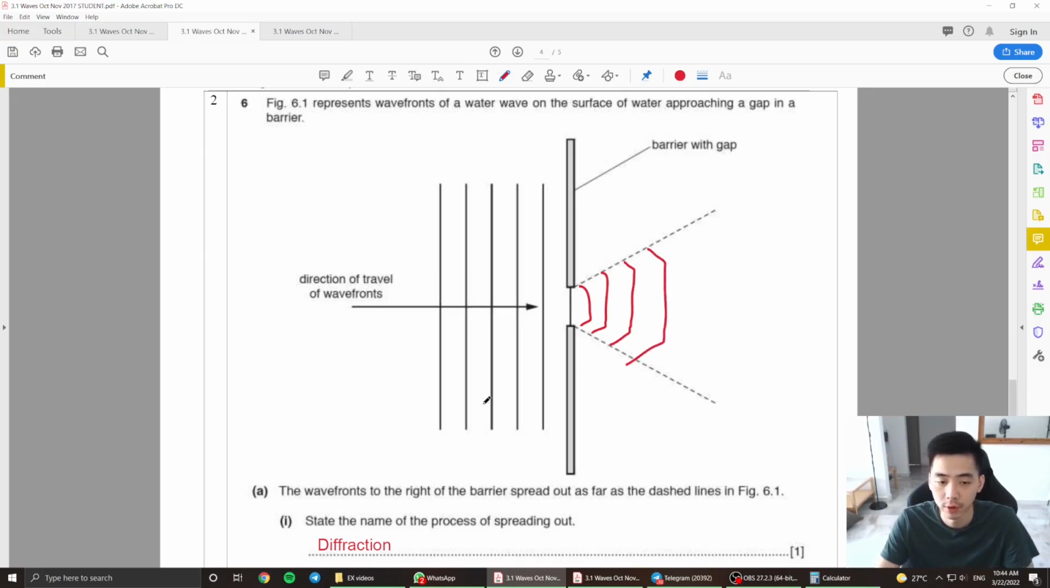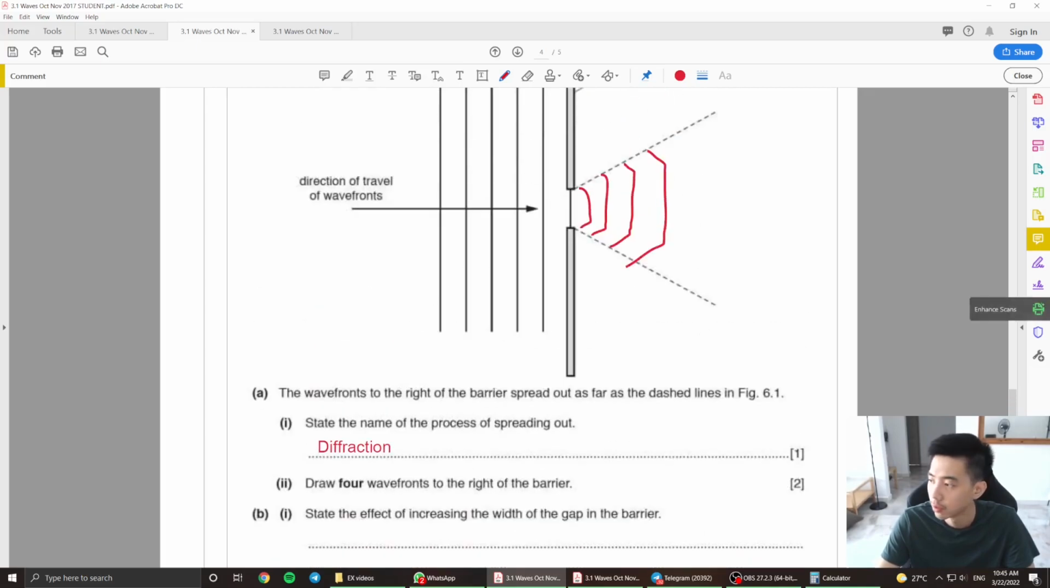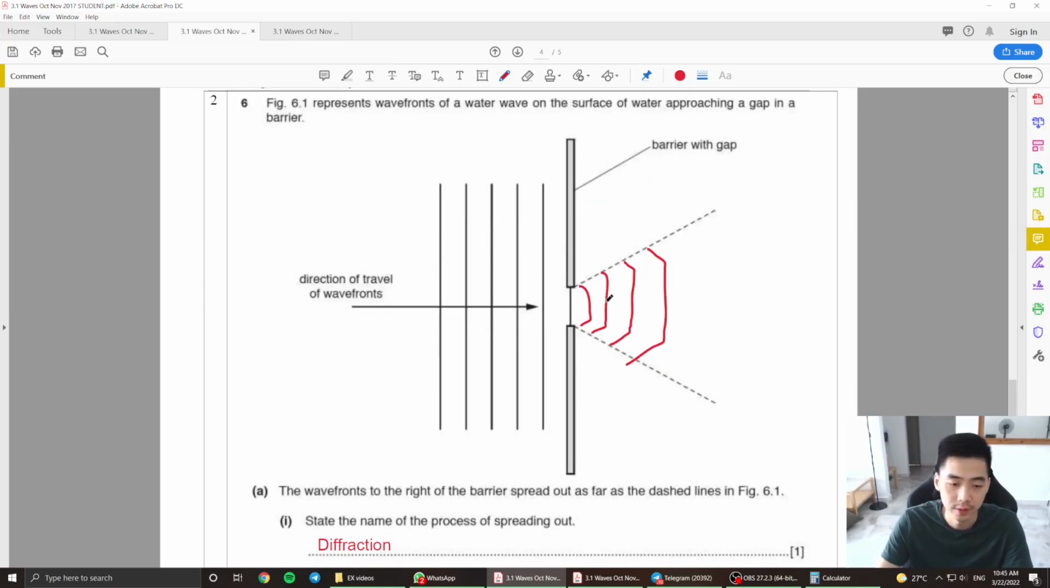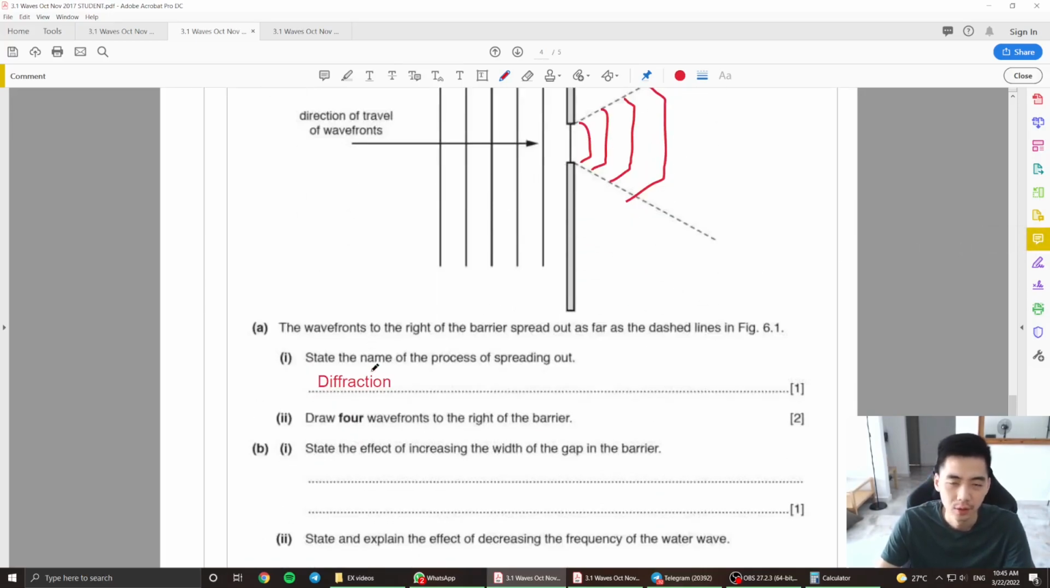You're supposed to draw 4, right? 4 or 5? Yeah, 4. You're able to draw 4, guys. Okay, and make sure the wavelength is still going to be the same. Draw it nicely, of course, in an exam with ruler and everything.